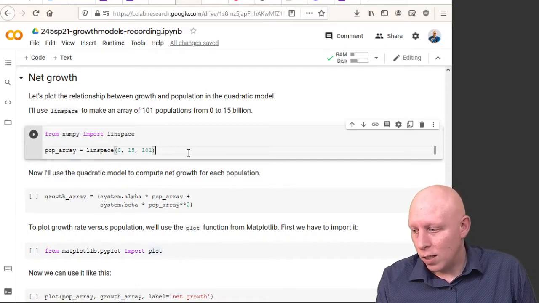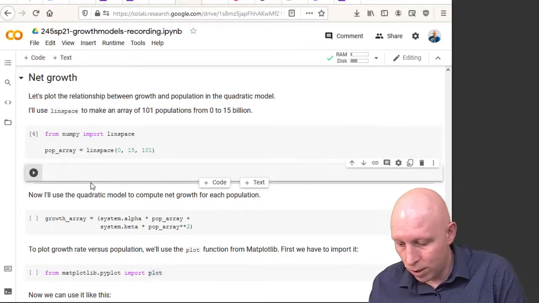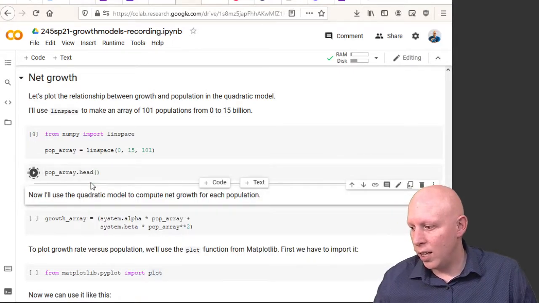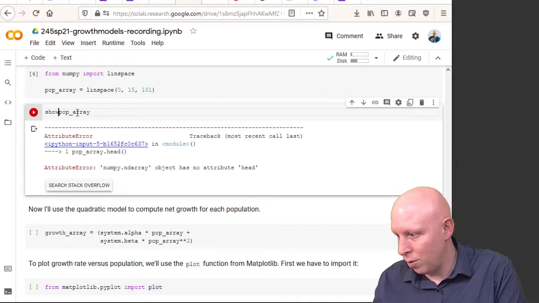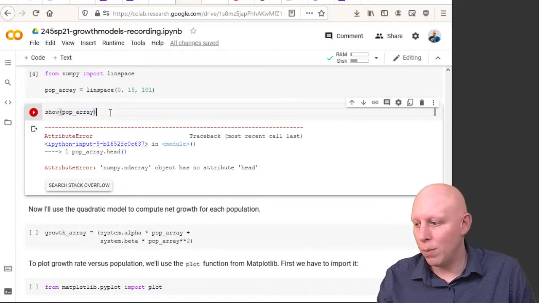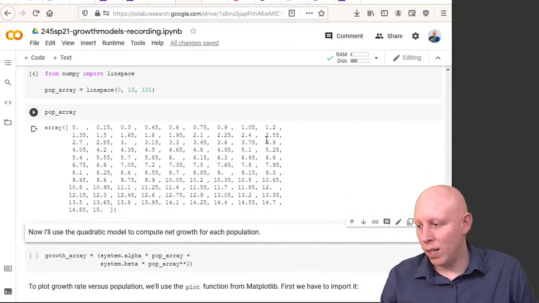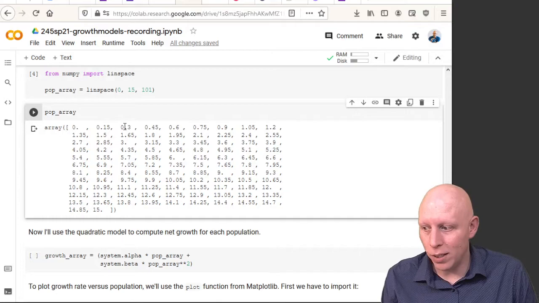So what this does, if we run this and we ask what this is equal to, if we do pop array dot head, or maybe we should have just typed in pop array. Sorry about this. We type in pop array, and this is giving us the values 0, 150 million, 300 million, 450 million, etc. So this is showing us what this array is.